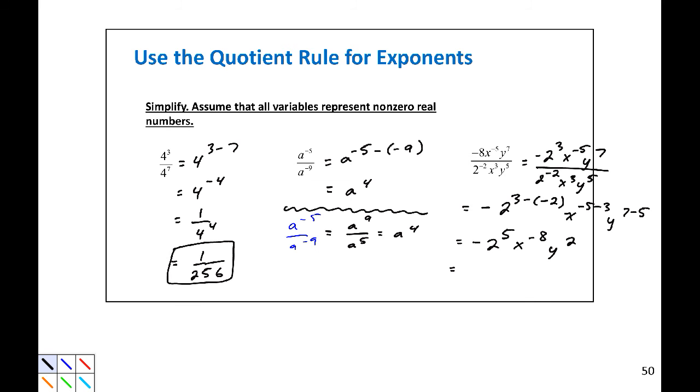Well, 2 to the 5th power is 32. So this would be equal to negative 32. And I don't want that x to the negative 8, so I'm going to write this as a fraction with x to the positive 8 as a denominator. So negative 32 y squared as a numerator, and then x to the 8 as our denominator.